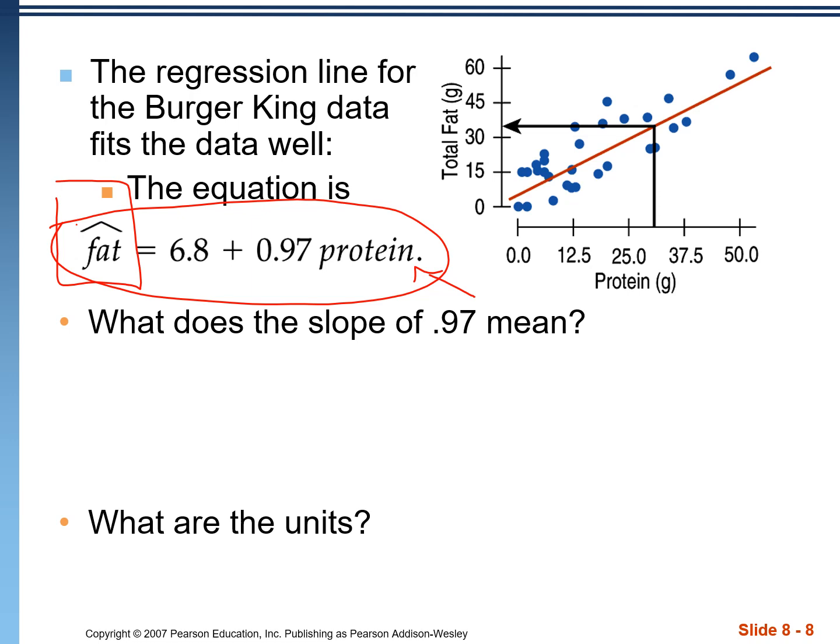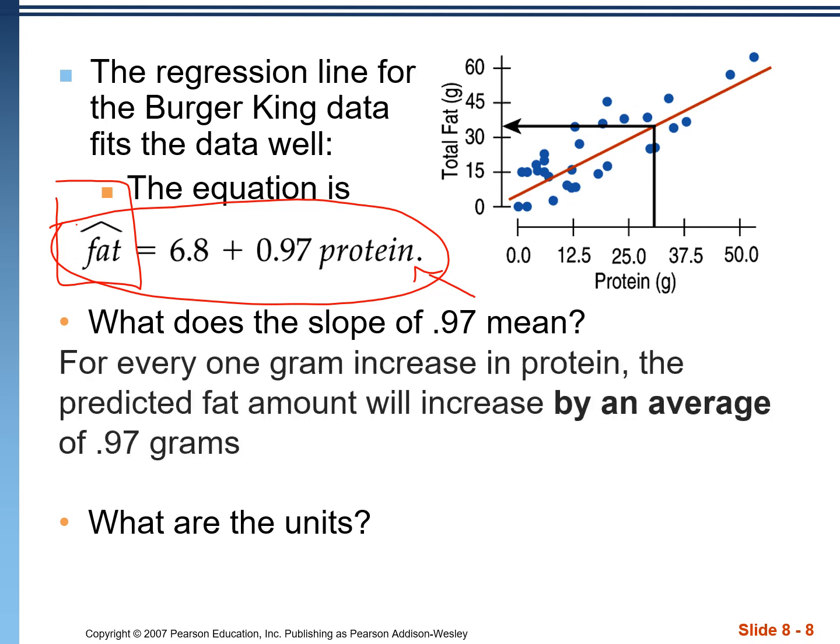All right, so what does the slope 0.97 mean? It means for every 1 gram increase in protein, the predicted fat amount will increase by an average of 0.97 grams. Keep in mind that the line of best fit is really just idealized. In actuality, we have a lot of scatter around this line. So these are average changes in the line of best fit.